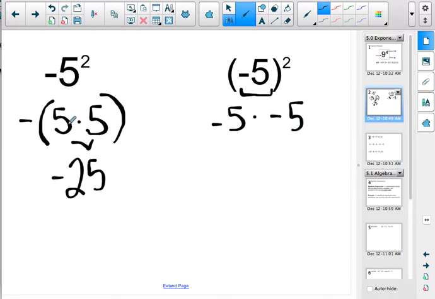This problem said 5, square it, make it negative. This one says the base is negative 5, so negative 5 times negative 5. When we do that multiplication, remember 5 times 5 is 25, and a negative times a negative is a positive. Both of those result in different answers because they are solved in different ways.